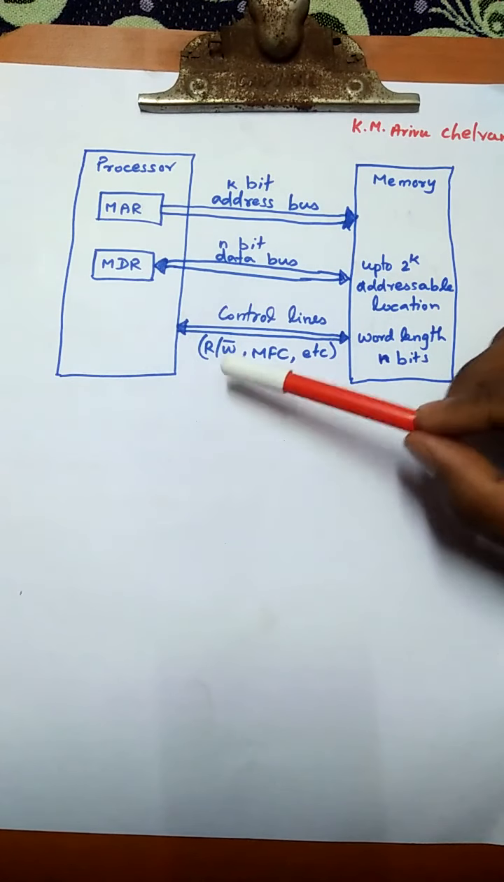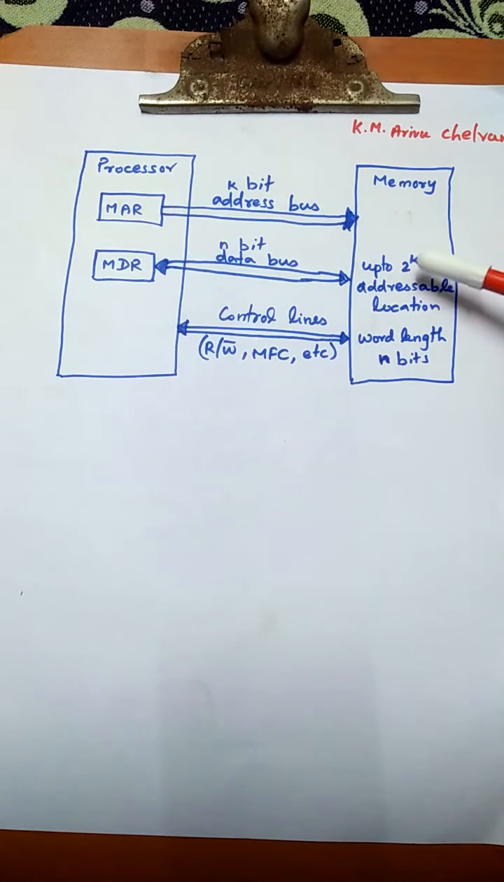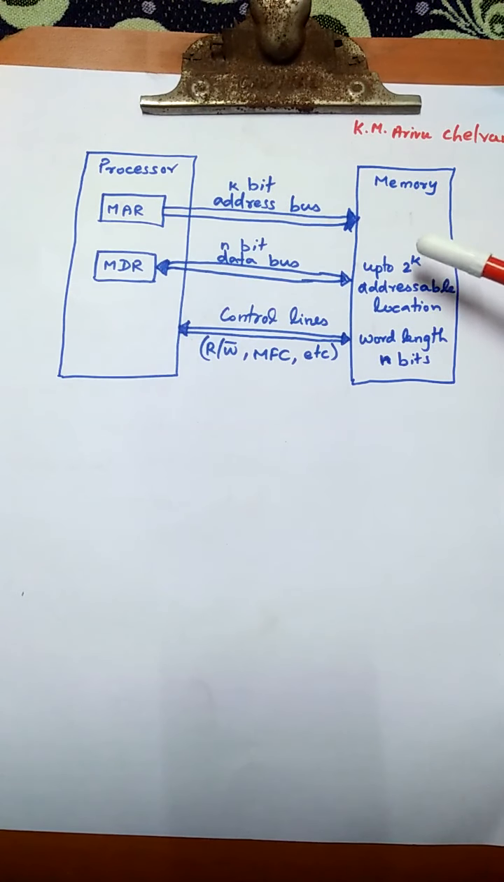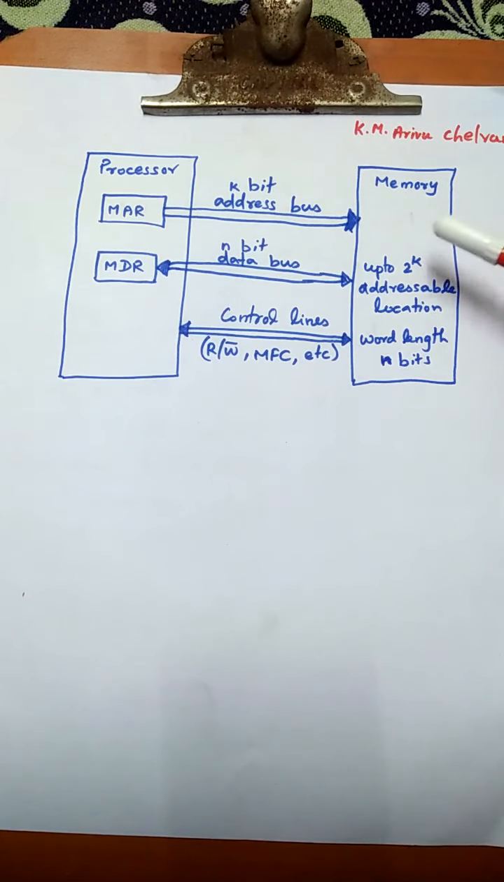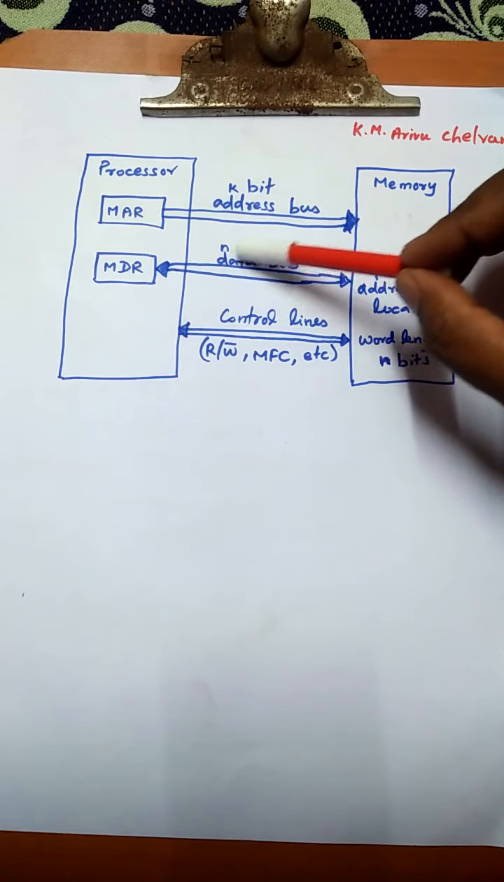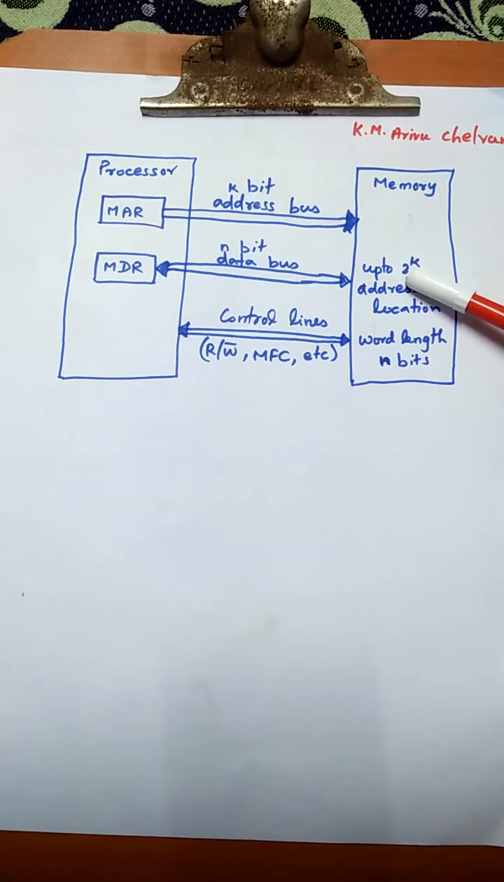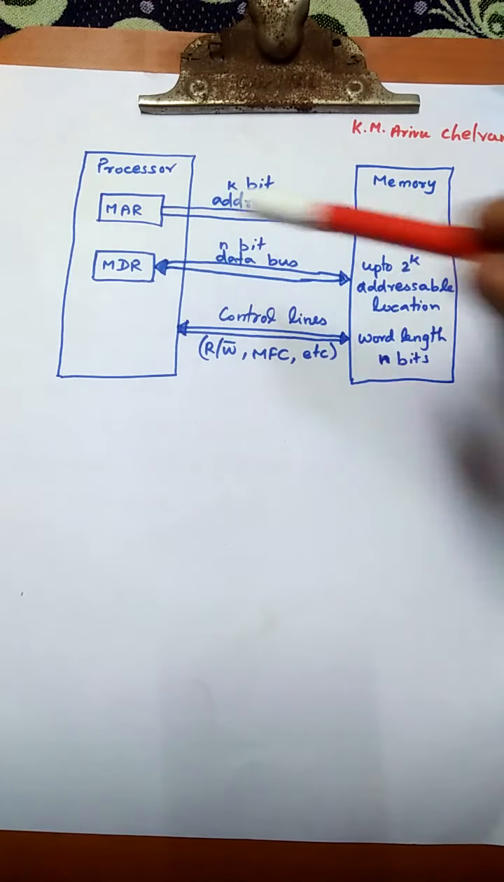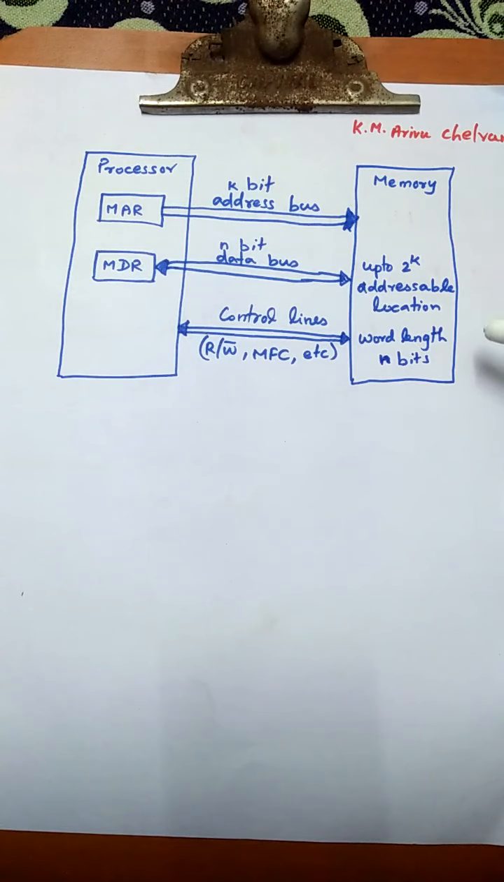When memory finds this signal at 0, it understands there is a write operation. Then memory checks this address, goes to that address location and copies the data available in the data line into memory. This is how the write operation is performed.